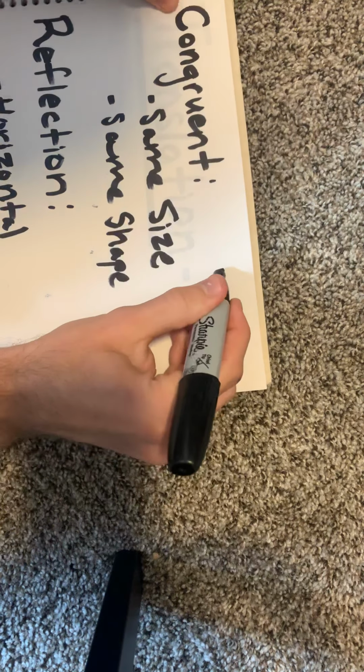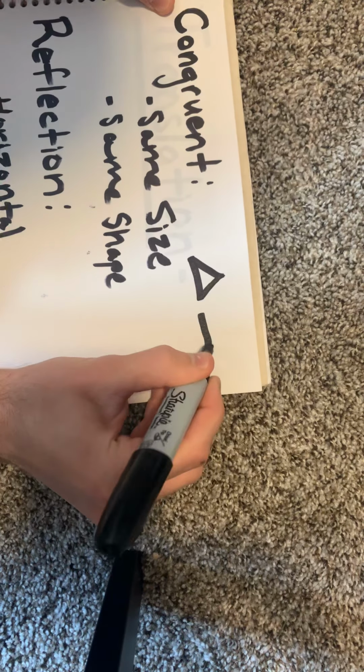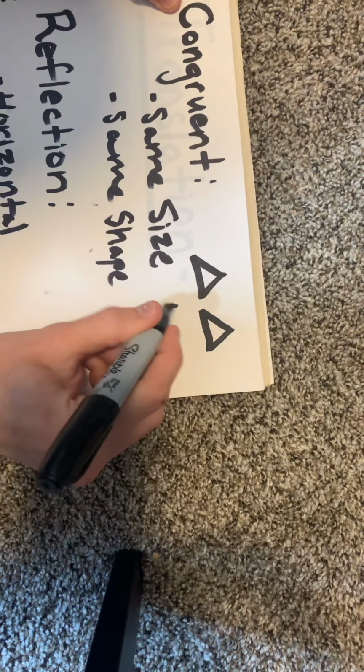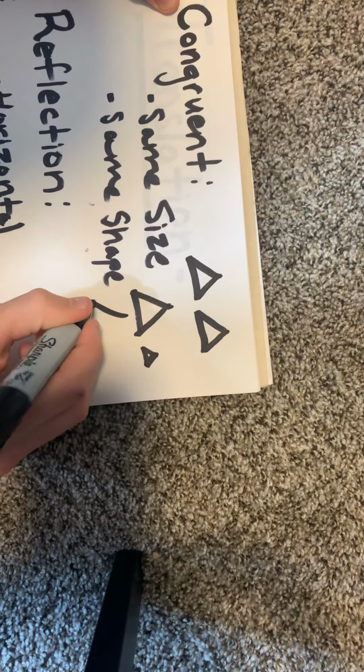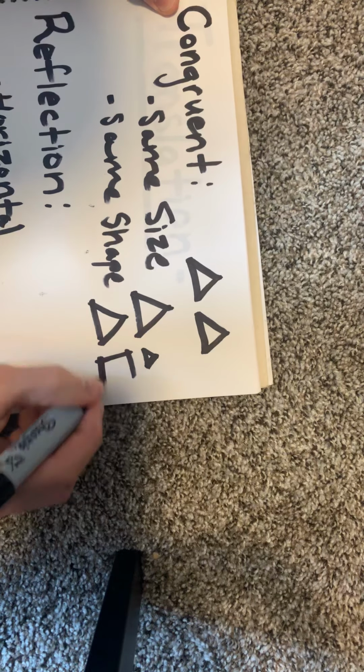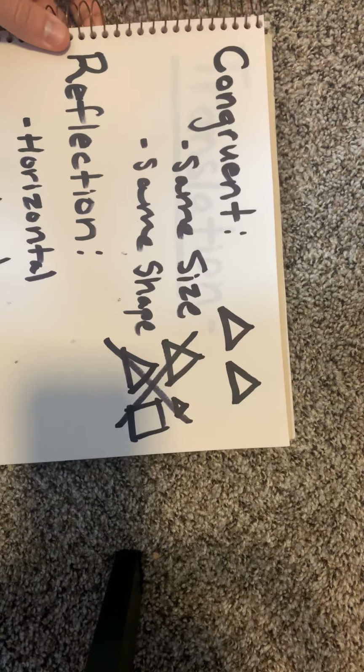So if something's congruent, here's our little triangle example. There's a triangle. If I made a triangle that was same size, same shape, those would be congruent. Not congruent is if they're different sizes or if they're different shapes. Those would not work. Remember, color doesn't matter for congruence.